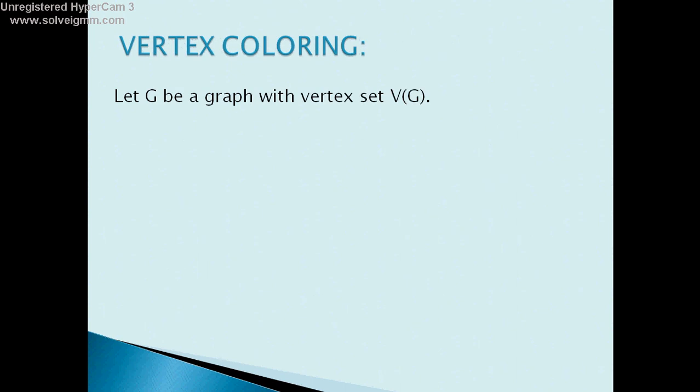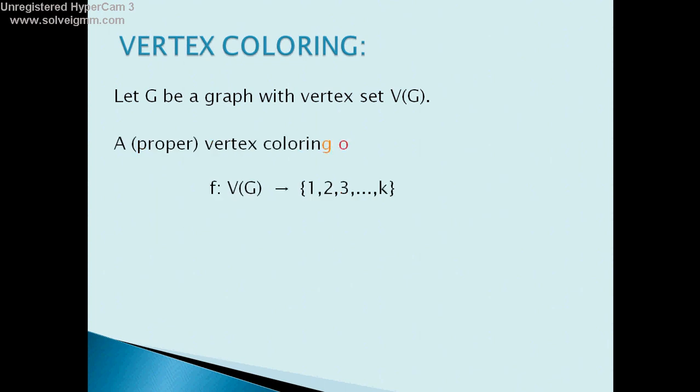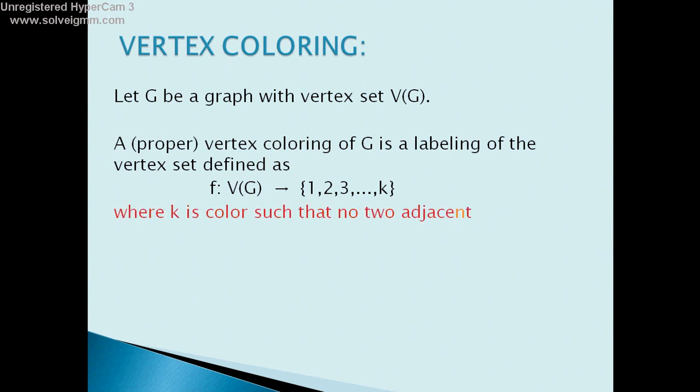So let's start by saying we have a graph G with vertex set V. A proper vertex coloring is the labeling of the vertex set such that f maps vertex set V(G) to a set of labels, maybe 1, 2, 3 up to k, where k is the number of colors, such that no two adjacent vertices are assigned the same color.